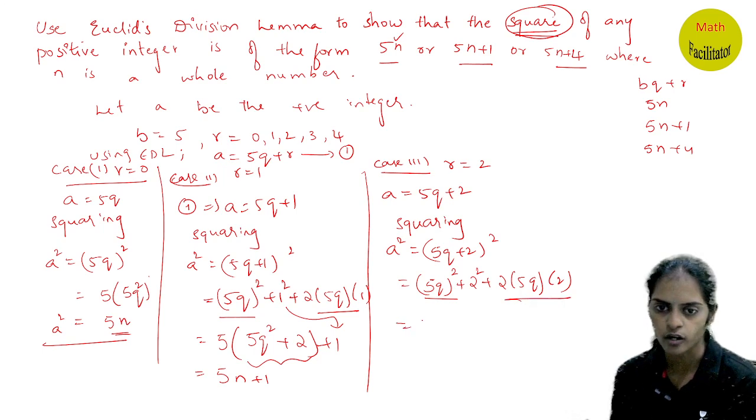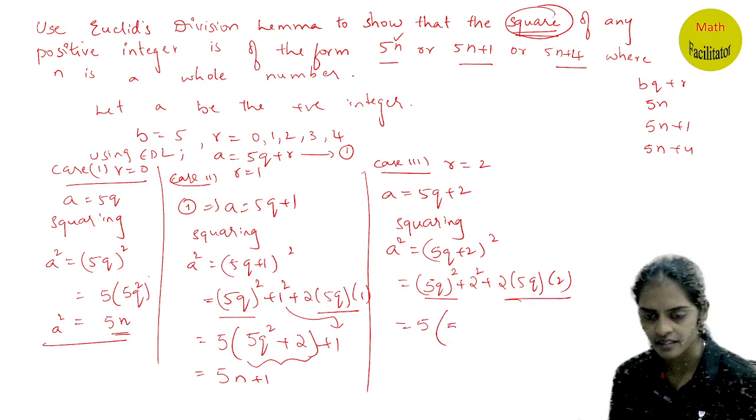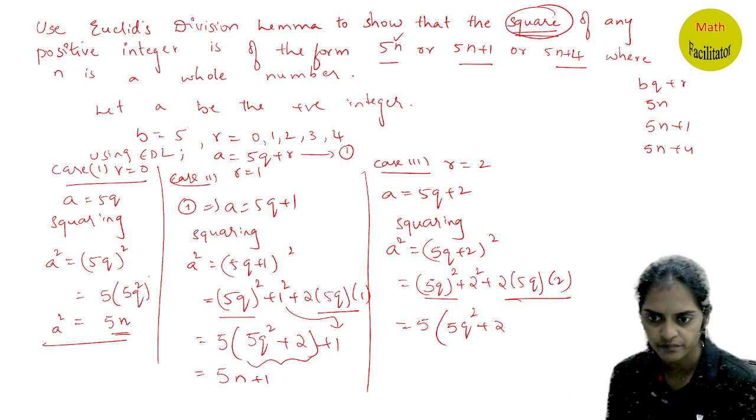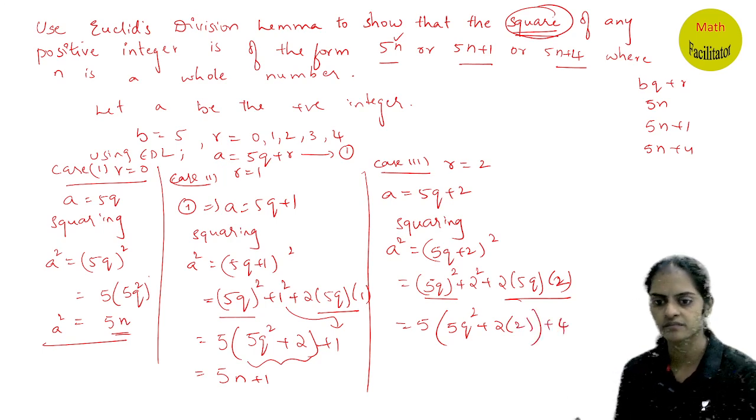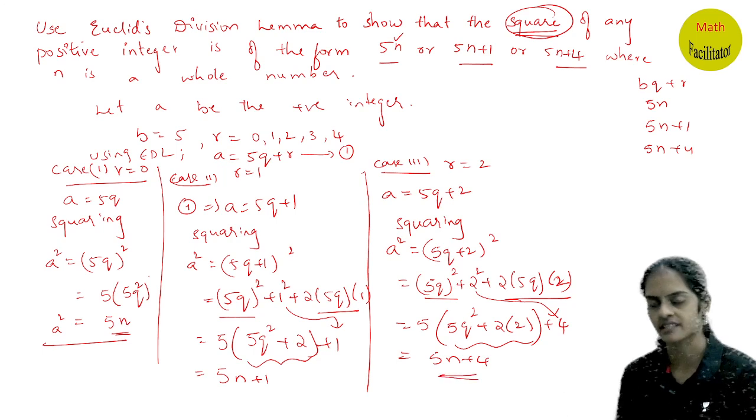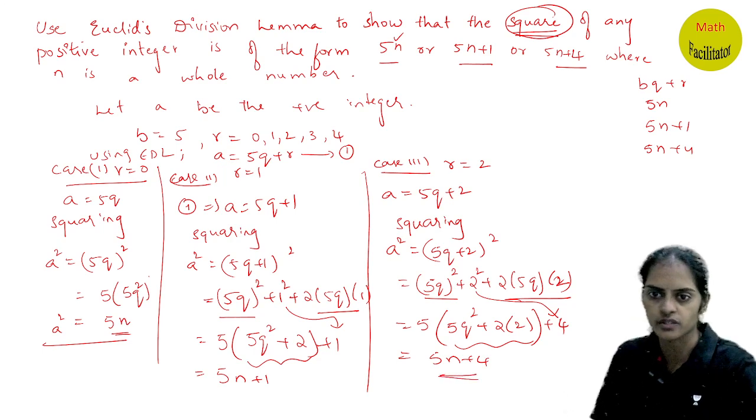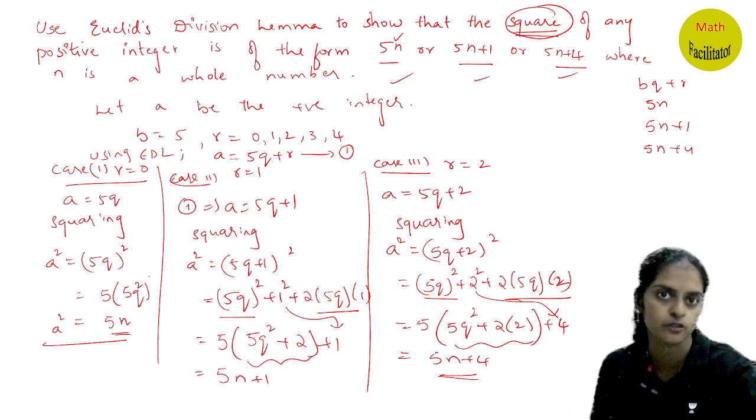ఇందులోంచి 5 కామన్ తీయొచ్చు చూడండి. సో 5 కామన్ తీస్తే 5 క్యూ స్క్వేర్ ప్లస్ 2 ఇంటూ 2 వస్తుంది. ప్లస్ 2 స్క్వేర్ అంటే 4. ఈ 2 స్క్వేర్ ఇక్కడ రాస్తే 4. సో 5 ఇంటూ ఈ మొత్తాన్ని మళ్ళీ మనం ఎంత తీసుకుంటే 5n ప్లస్ 4 వచ్చేసింది. సో థర్డ్ కేస్ వచ్చేసింది. సో ఇది 3 వచ్చేసింది.